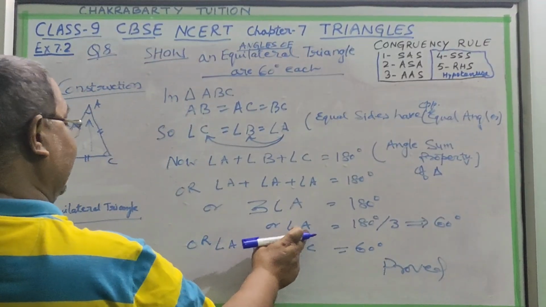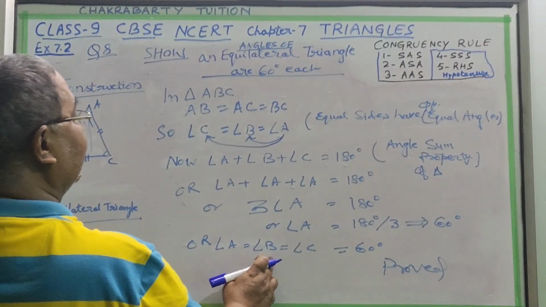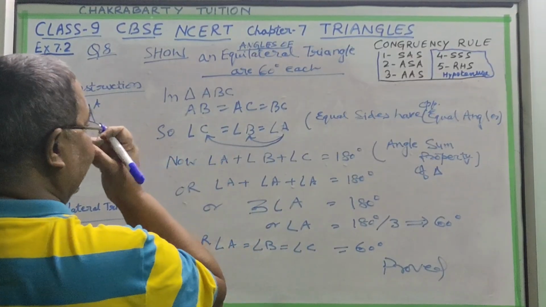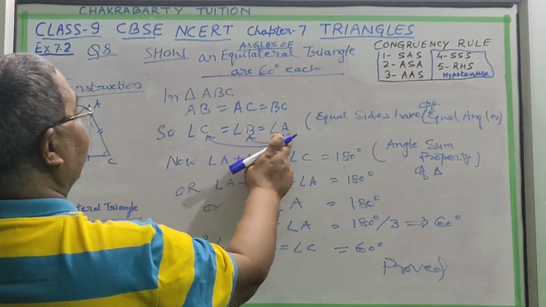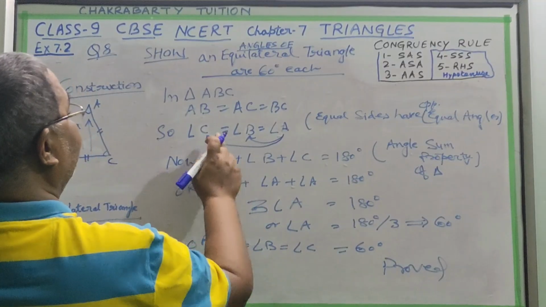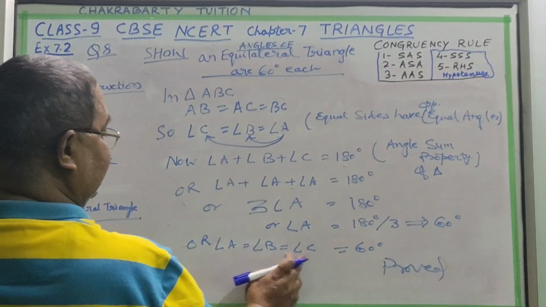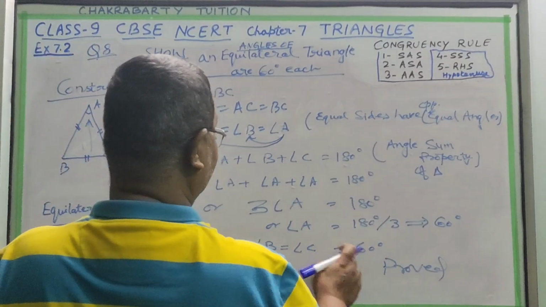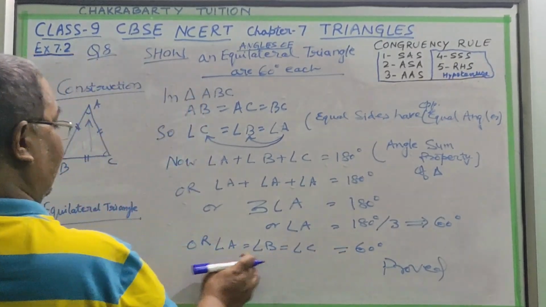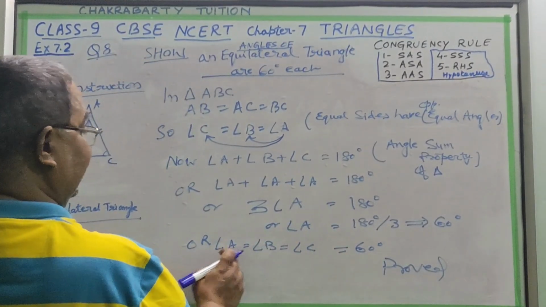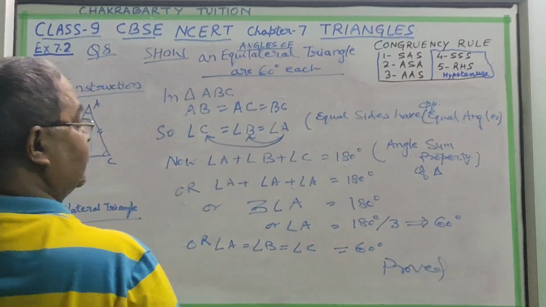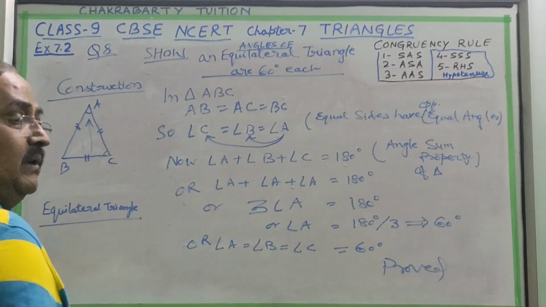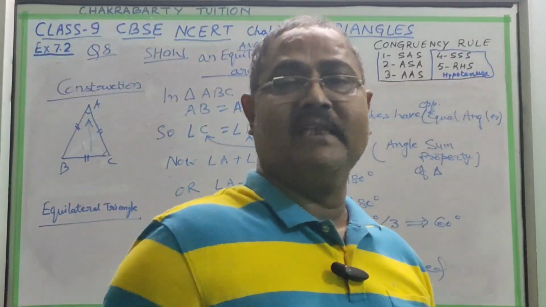Now angle A is equal to angle B and angle C. This you have already proved. Angles C, B and A all are equal. So angle A is 60 degrees, so B and C will also be 60 degrees. All are equal angles. So 60 degrees is proved. So this question is over. By this our exercise is over.